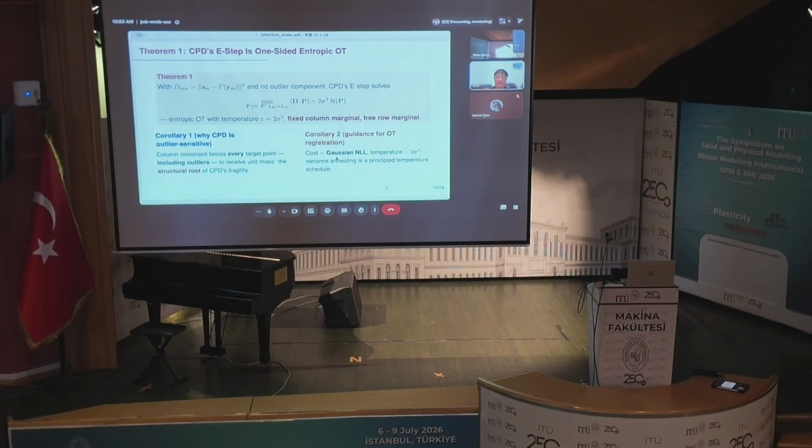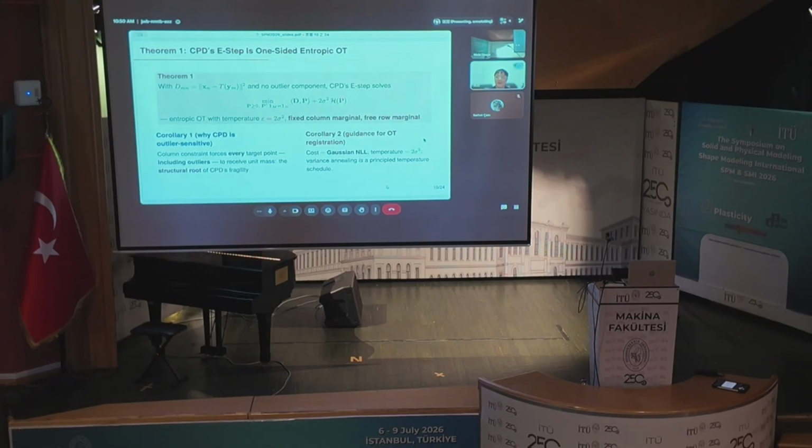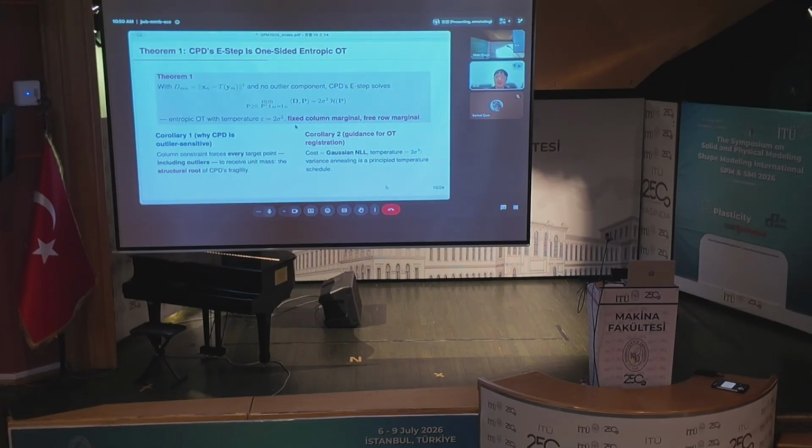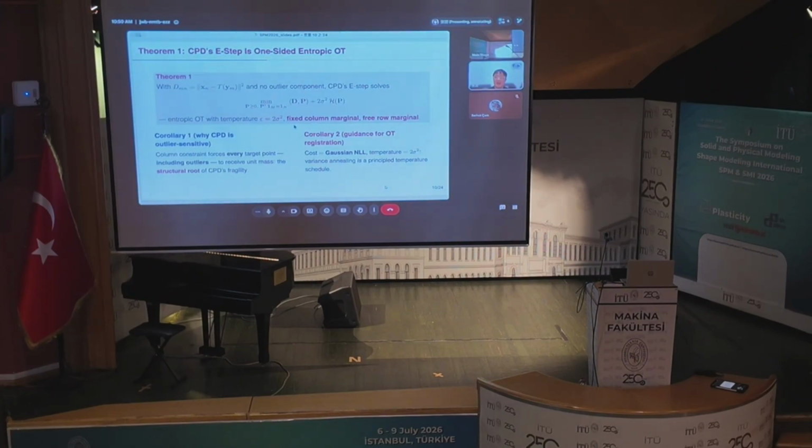Here are our main results. Summary one says the E step of the CPD is exactly an empirical optimal transport problem. In this problem, the cost is squared distance. The temperature is 2 sigma squared. The cloud measures are fixed. The row measure is uniform weight. The other one, CPD, is doing optimal transport all the time.